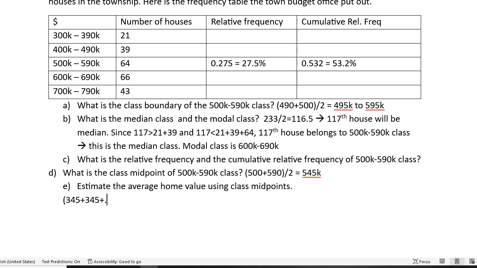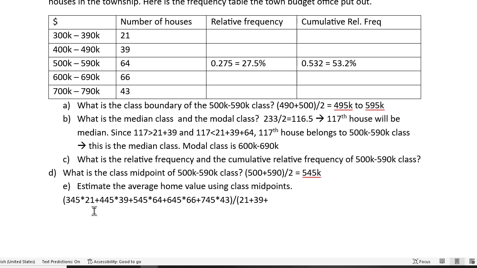345 plus 345 plus... Oh, but wait, if you add something many, many times, that's the same as multiplication, right? So you do 345 times 21. And then you go to the next one, which is 445 times 39 plus 545 times 64 plus 645 times 66 plus 745 times 43, and then you divide by the total number of items, which is 21 plus 39 and so on.